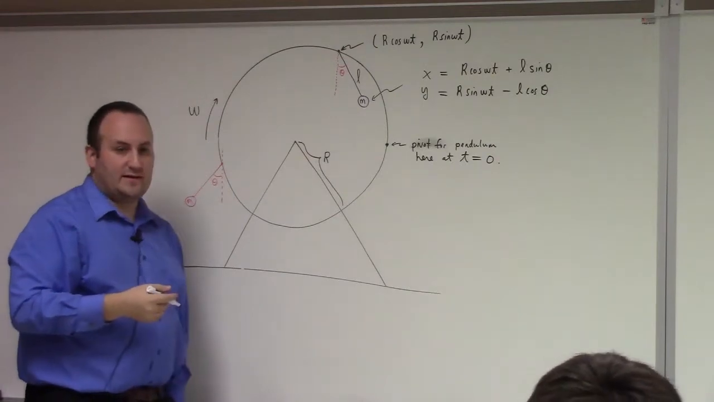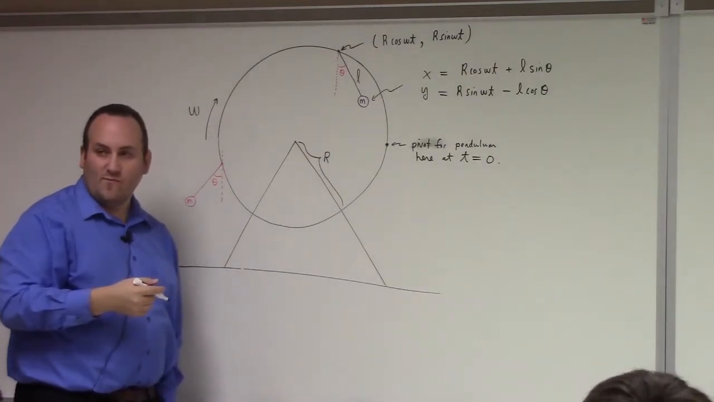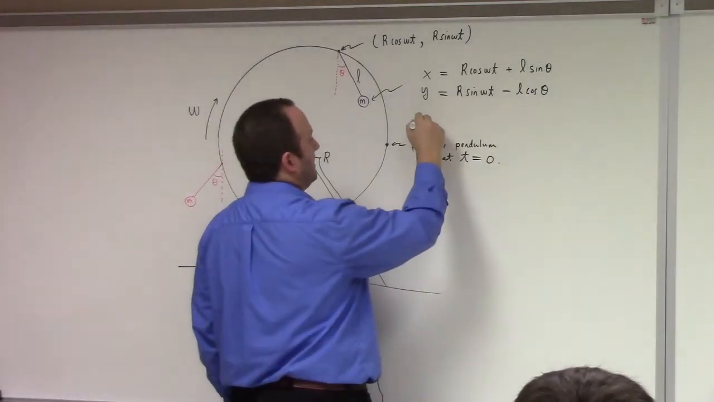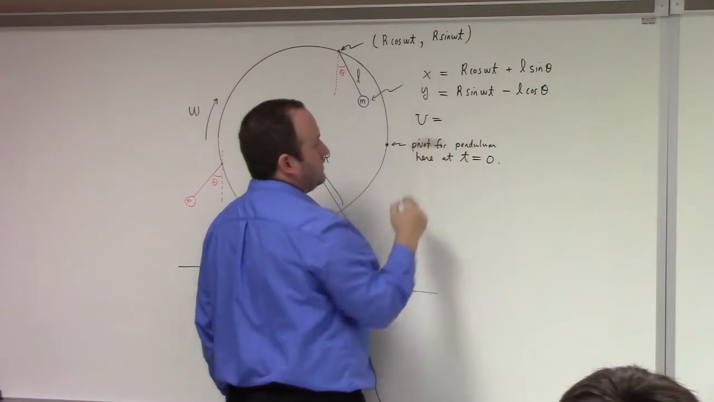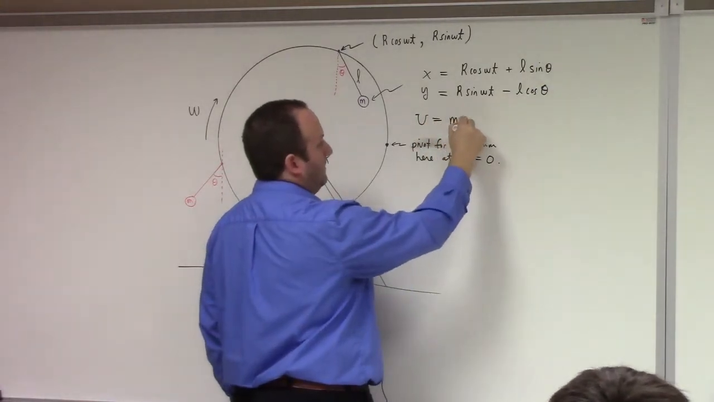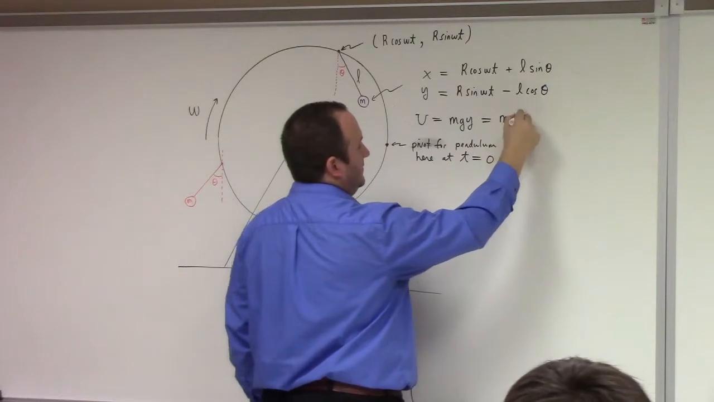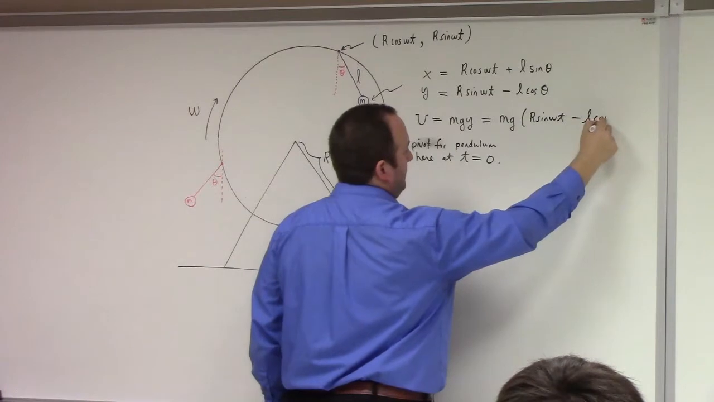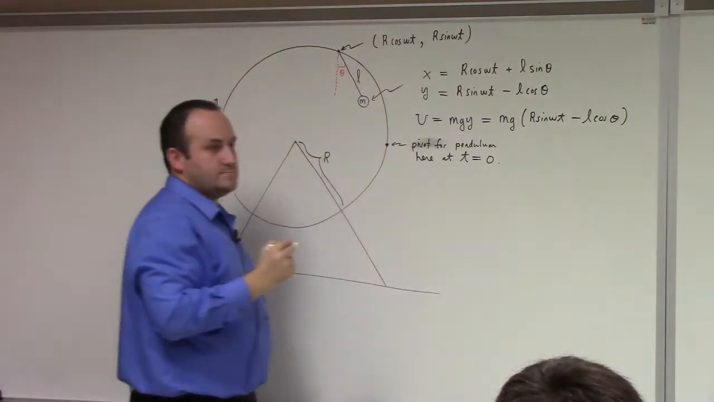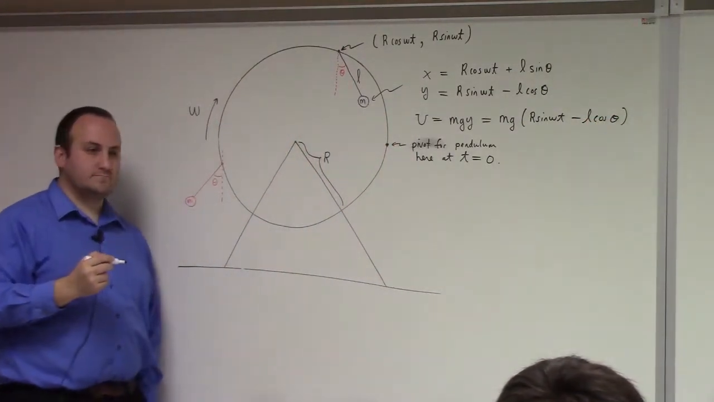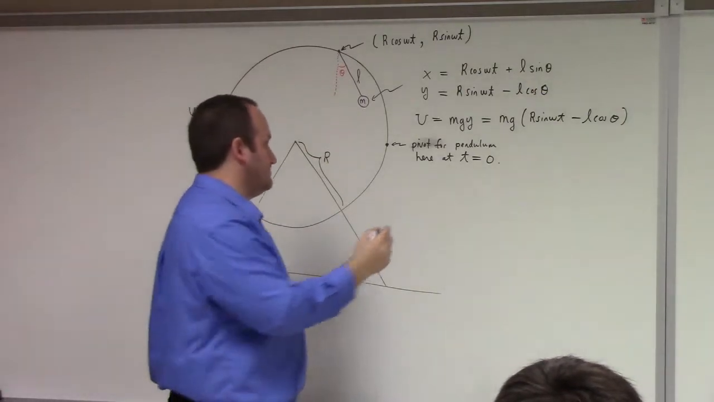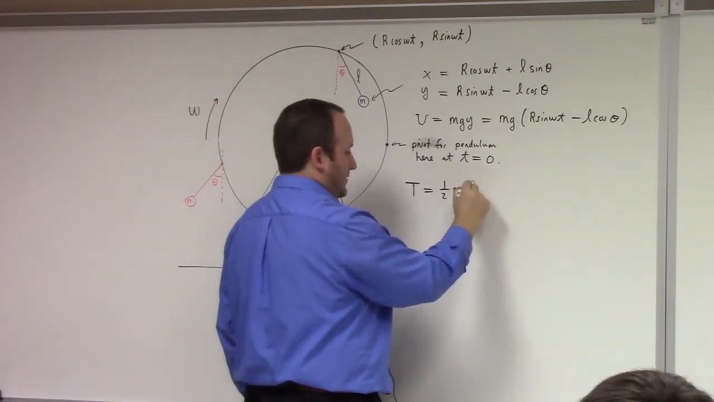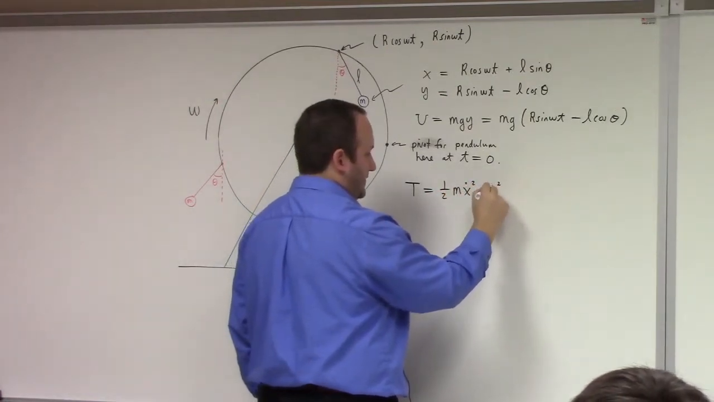Okay, so then how do you calculate the kinetic energy? Well, before we do that, what's the potential energy here? mgy, but that's mg times R sine omega t minus L cosine theta. Now what's the kinetic energy? T is 1/2 m times x dot squared plus y dot squared, parentheses.